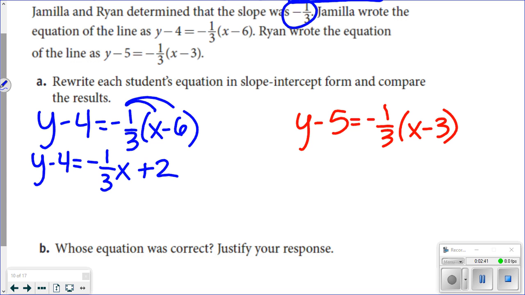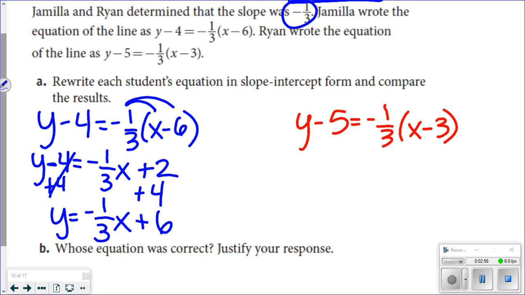Then we're still not done here. We need to get rid of this -4 or move it over to the other side. So the opposite operation would be add 4. Add 4. So y equals -1/3 x plus 6.